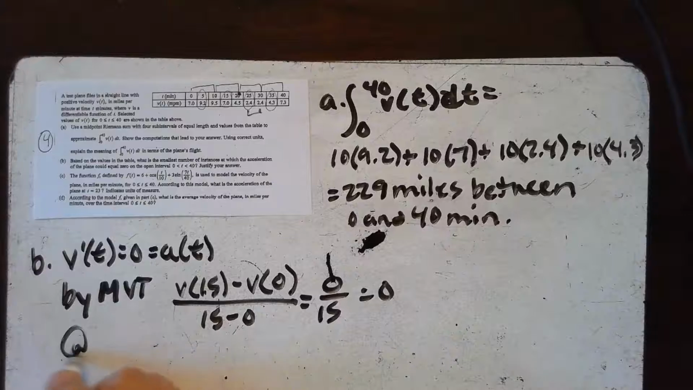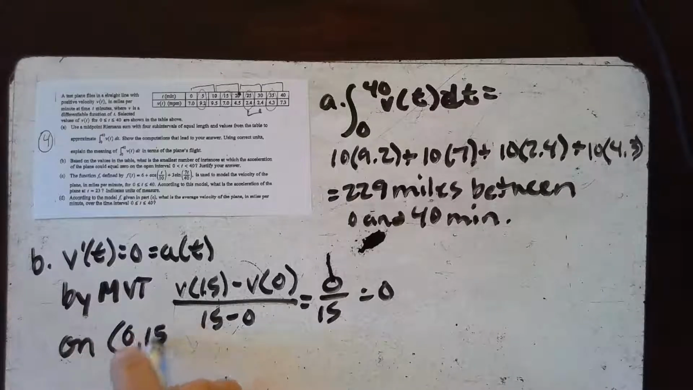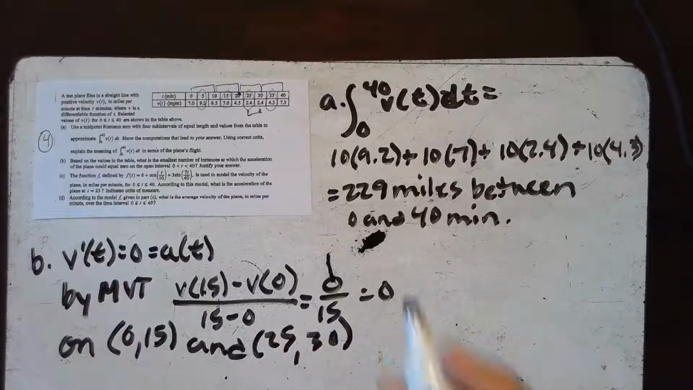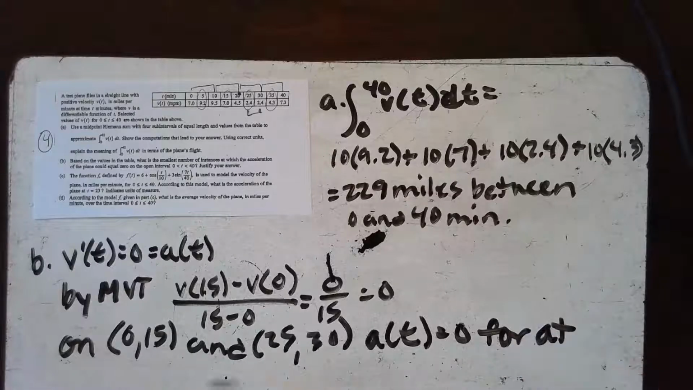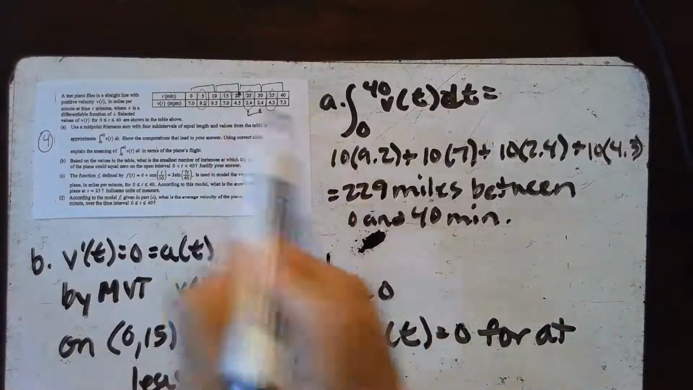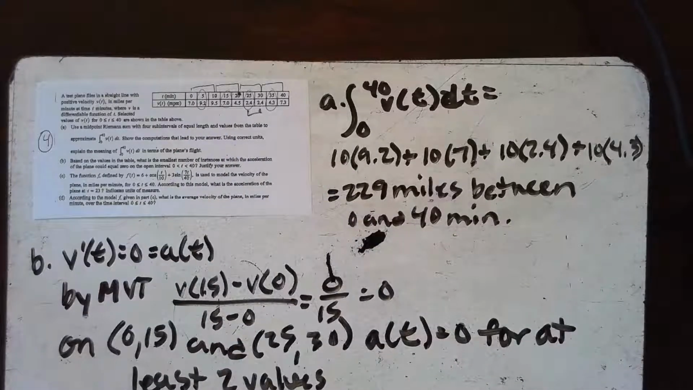So on the interval from 0 to 15 and 25 to 30, A of t equals 0 for at least 2 values. Now, could it happen more in between there, and could it happen somewhere else in there? Yes, so that's why we say at least.